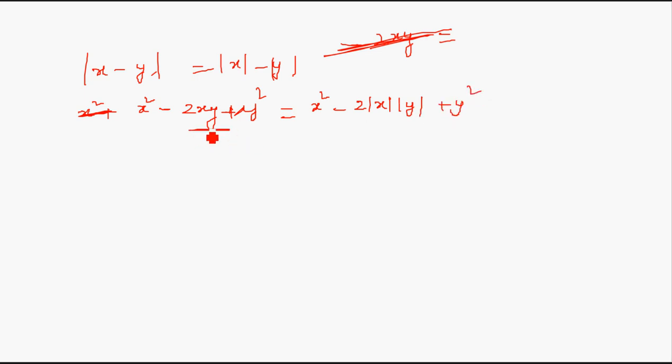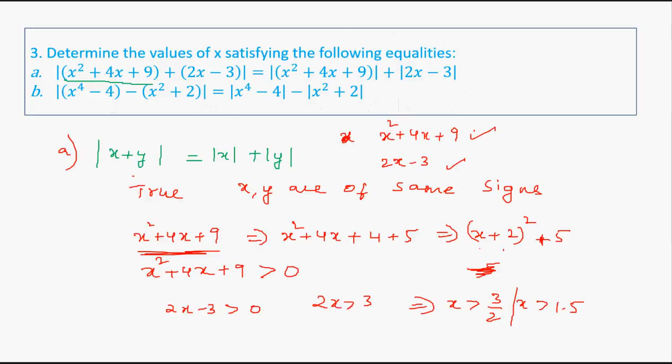Now only these two terms we have to see, minus 2xy and minus 2 of mod x mod y. Now 2 of mod x mod y is obviously a positive term, and because of the minus sign it becomes a negative term. Whereas for this term, a minus sign is already there, and we have 2 of xy. So this term should become positive, right? 2 of xy should become positive. When will it become positive? When either x and y are both positive or both negative. So from that we conclude that x and y are of the same signs.